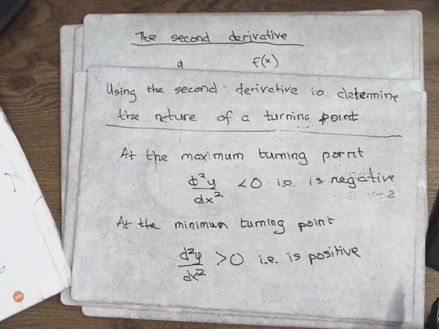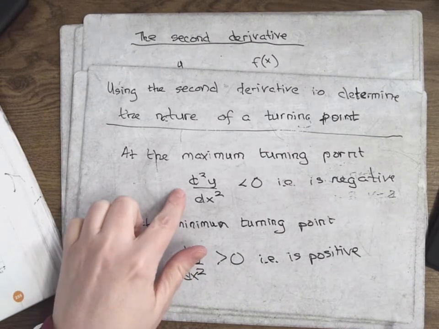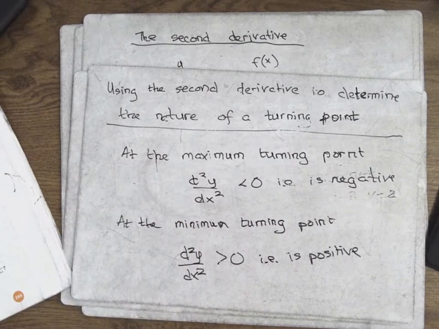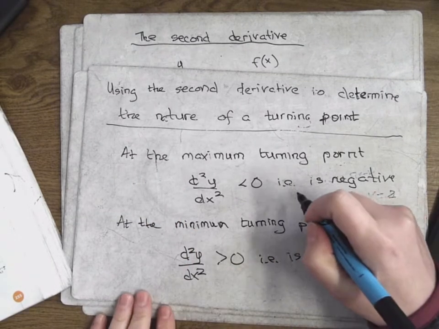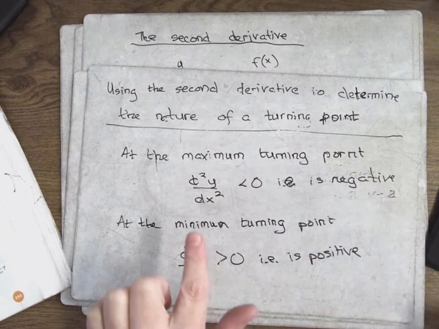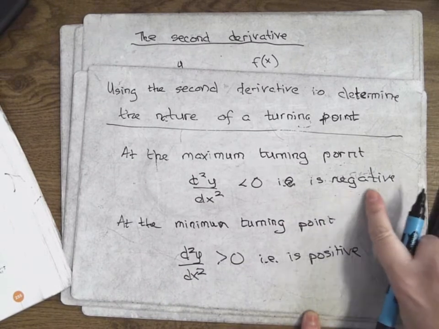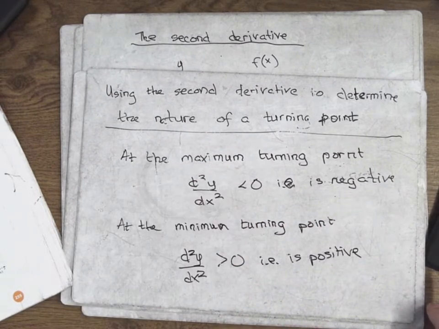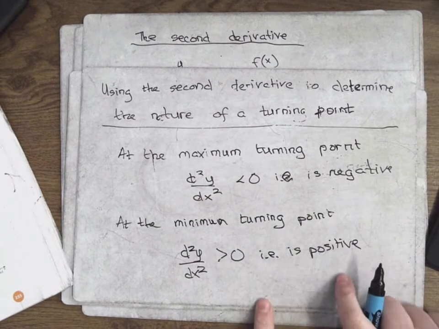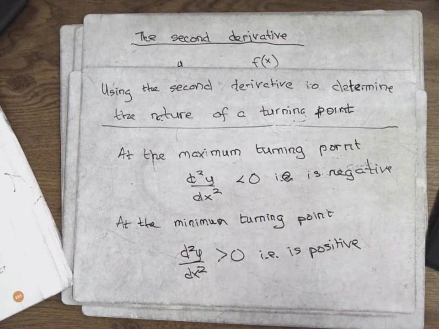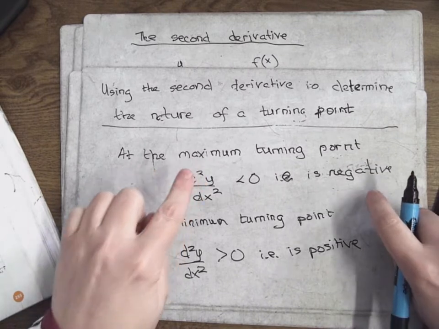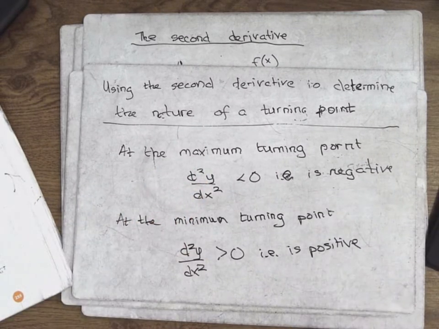So what you do is you get dy dx, you let it equal 0 and you solve. Then you get d2y dx2 and you fill in the value for x. If it's less than 0, i.e. if the answer you get is a negative number, it's a max turning point. And if the number you get is positive, it's a min turning point. Now it's the opposite to what you think, because you might think max is positive, but no, max is negative, min is positive, okay? Again, that's only words until we do an example.